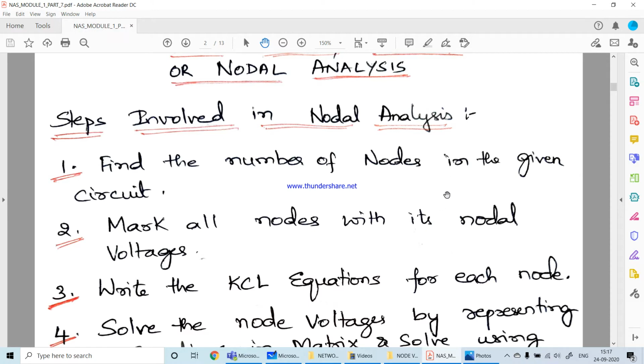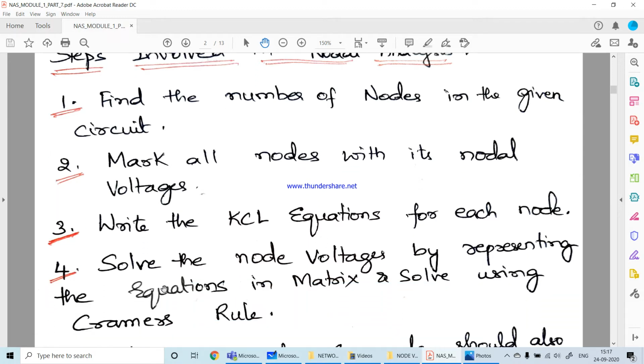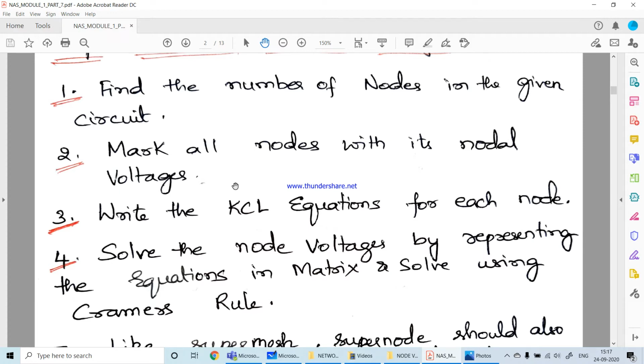As in mesh analysis, we found the number of meshes in the network and we marked all mesh currents in that particular diagram. Similarly here, we find the number of nodes in the given circuit and then we mark all nodes with its nodal voltages. Now the third step is, for the nodal voltages we have marked at each node, we write the KCL equations for each node by assuming current leaving from that particular node for each branch. For each branch connected to that node, we assume all currents are leaving, and we take those currents and write the KCL equations for each node.